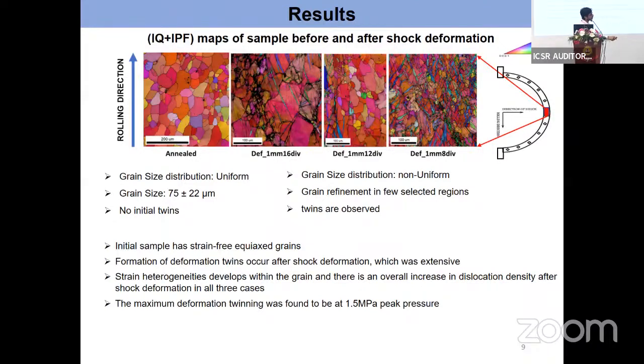By this micrograph, I have concluded that the initial sample has a strain-free equilibrium, and formation of deformation twins occurs after shock deformation, which was extensive in nature, and a strain heterogeneity developed within the grains, and there is an overall increase in dislocation density after shock deformation in all three cases. The maximum deformation twinning was found at 1.5 megapascal peak pressure.